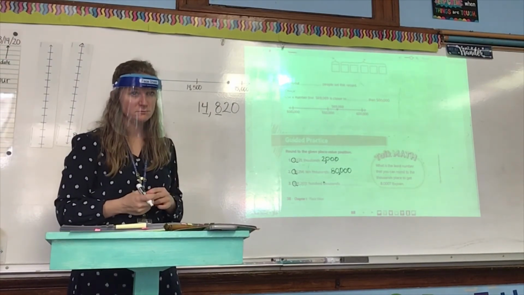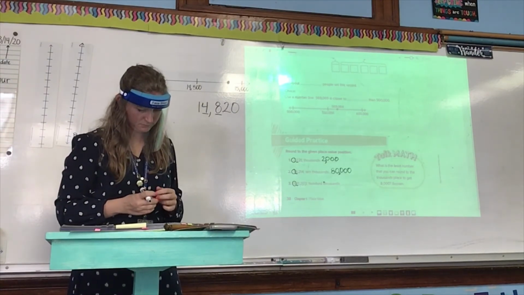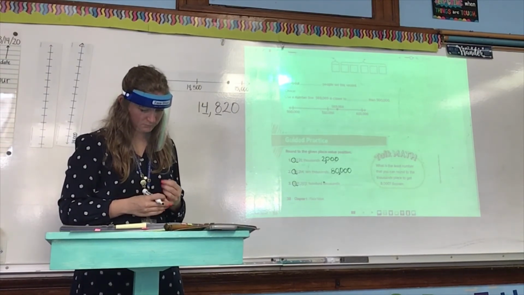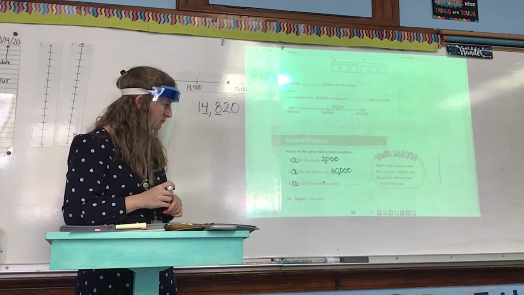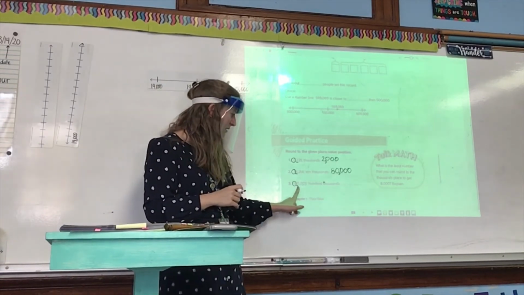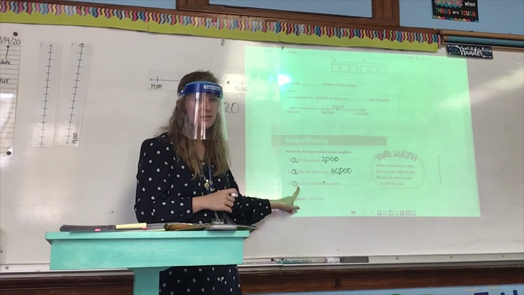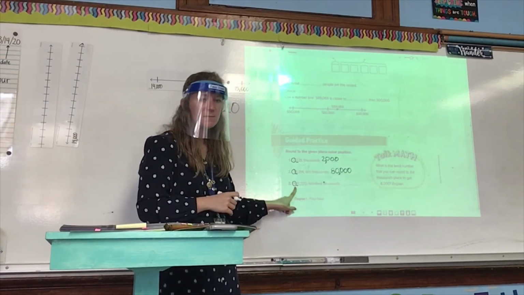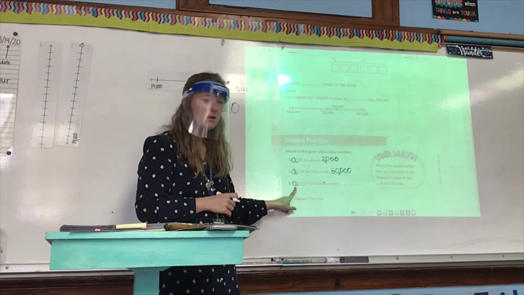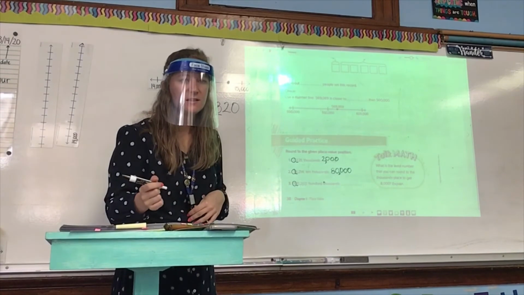Now read all of step 3, Zari. If the underlined digit is 4 or less, do not change the circle digit. If the underlined digit is 5 or greater, add 1 to the circle digit. So we have an 8. Is that 4 or less or 5 or more? 5 or more. So what do we do to the circle digit? We add 1 to it. So this circled 5 becomes a 6.